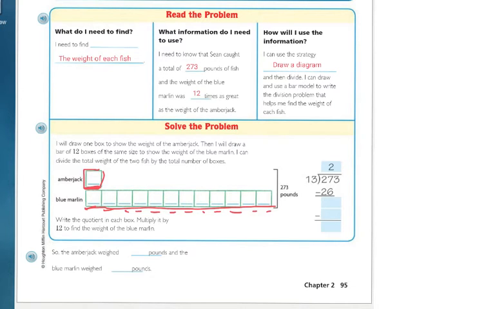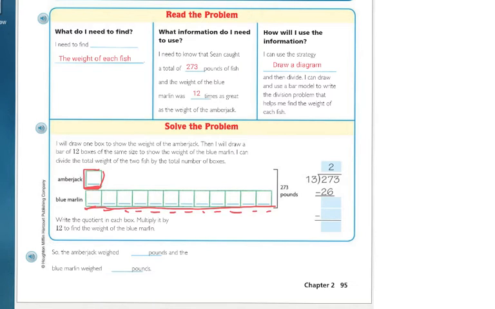When I'm doing this, that means I'm going to have 12 boxes plus the 1, which is 13. So that means I'm going to take the 273 and divide by 13 because I have 13 here. I have 12 times as great as the amberjack, right? So let's go ahead and divide. We've got 13 going into 273. Well, 13 can't go into 2, but it can go into 27, and it goes in 2 times.